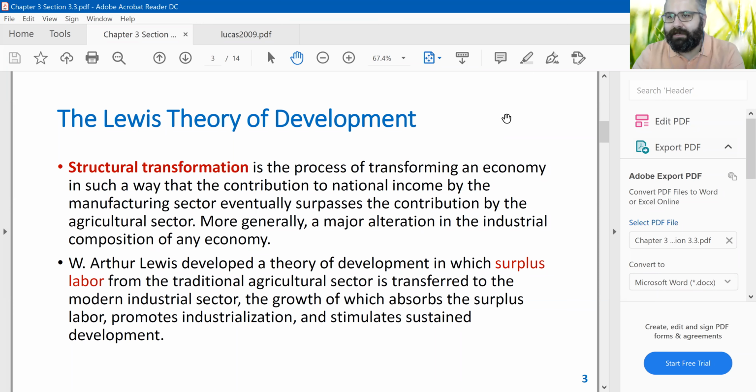Okay, so the entire idea is that if there is that surplus labor, and if this economy is to develop, then these people should move from agriculture to industry because in agriculture, their marginal productivity is zero, but in industry and services, their marginal productivity is positive. Okay, so the idea is that.